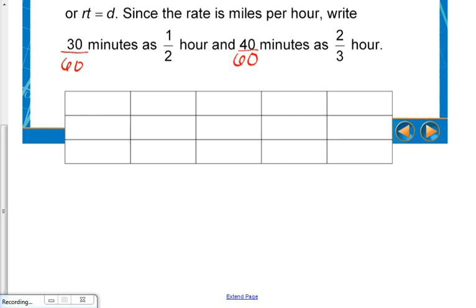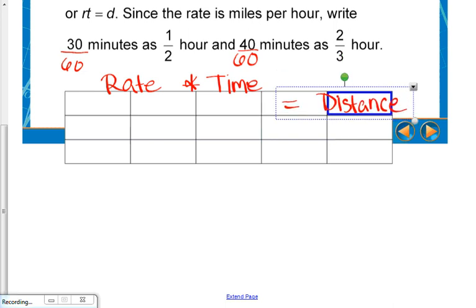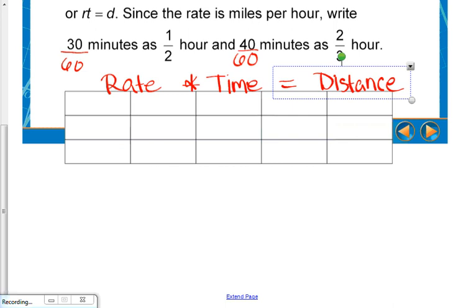We know that the formula is rate times time equals distance, okay? So this is what I would write right above, if you wanted to follow along. I've got 3 rows. And then I'm going to start filling things in.